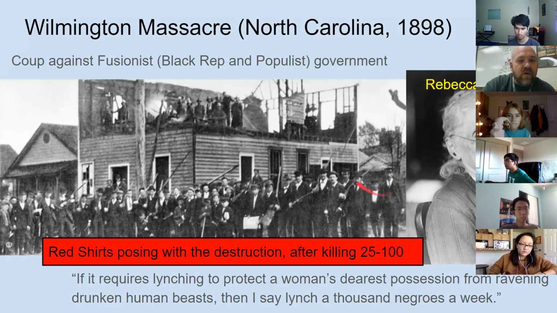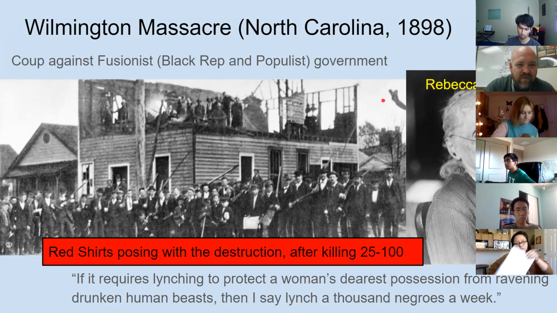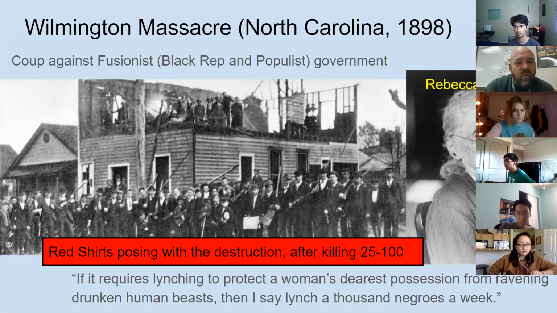I think it's very important that we define this correctly: this is a coup. This is a coup d'etat. The white community overthrew the elected government of Wilmington, North Carolina. They overthrew it, they killed the candidates, they expelled everyone from the city, and then they installed their own candidates. For a period of 4 years, Wilmington, North Carolina, in the United States, was ruled by an unelected government placed by a coup of white racists.